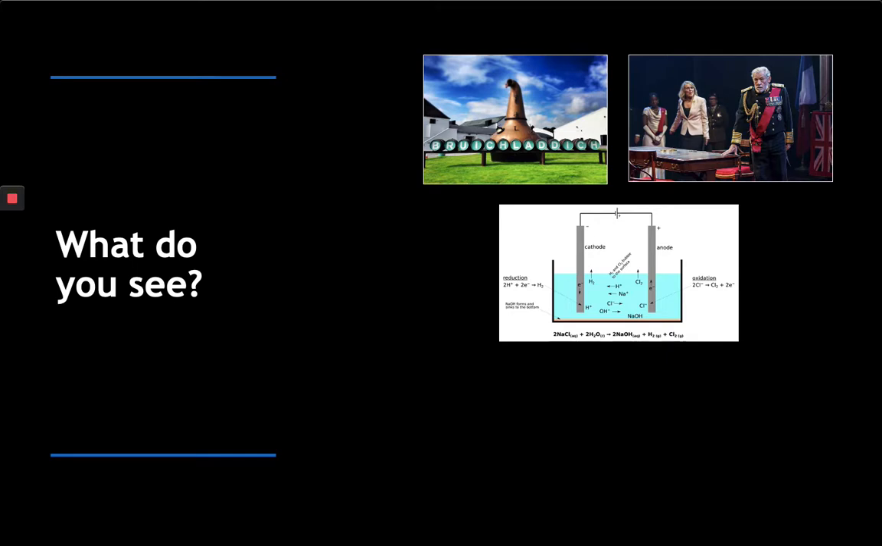So what you see in each picture depends on what you know. In the first picture, I see Bruichladdich Distillery on Islay. I see a distillation vessel. In the second picture, I see Sir Ian McKellen on stage performing King Lear, I think in the opening scene. And in the third picture, I see electrolysis.